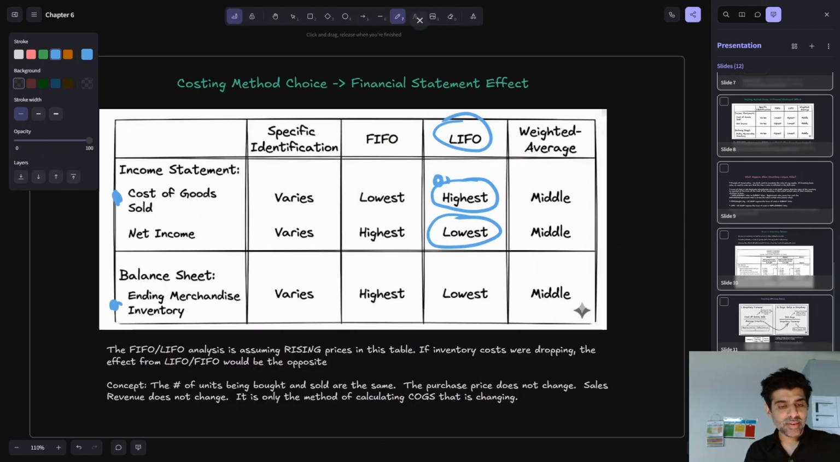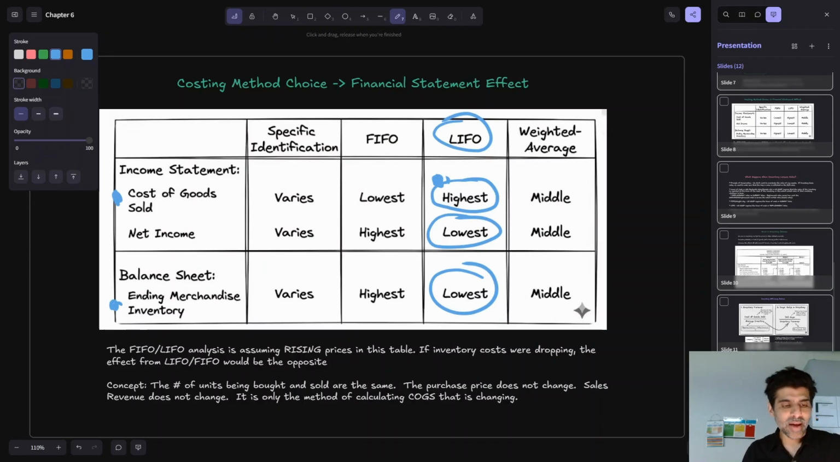But if this is the highest cost of goods sold, because cost of goods sold and inventory are kind of seesawing with each other, if this cost of goods sold is the highest, that makes our inventory balance the lowest. FIFO is the opposite. The cost of goods sold, since it's using the oldest, least inflated, you can say, inventory, like the least inflation impacted.